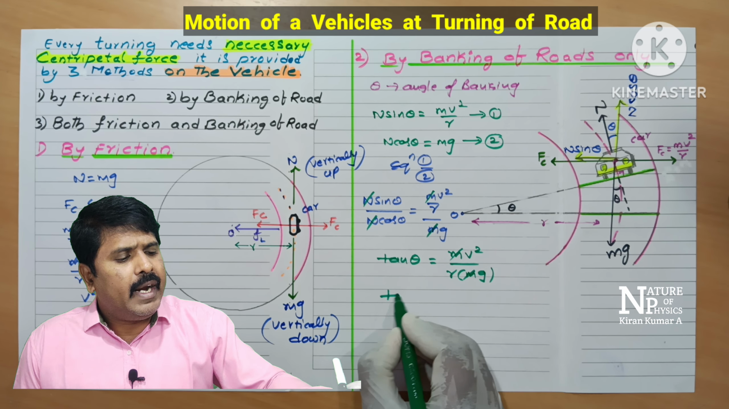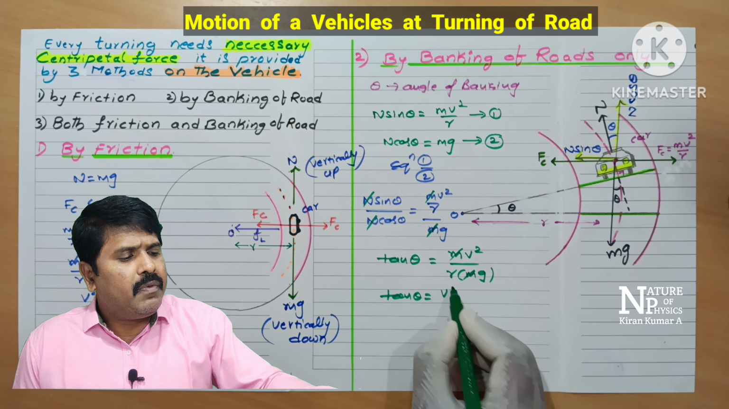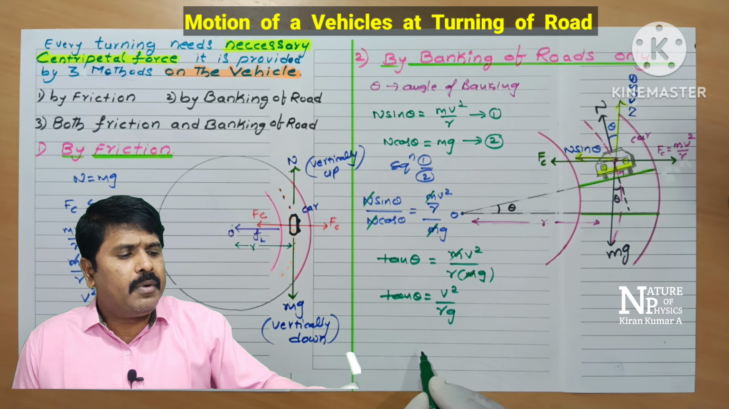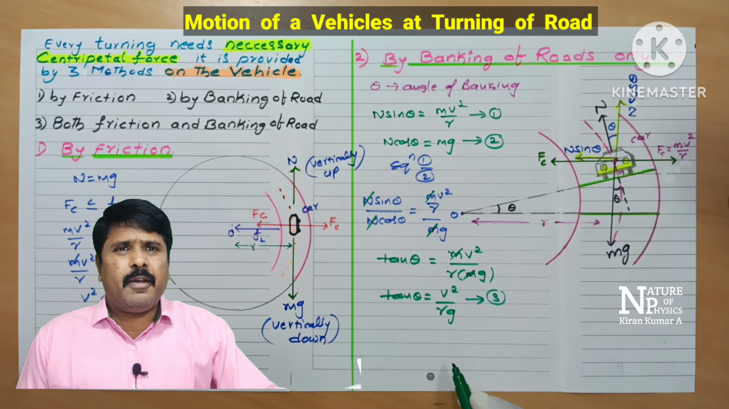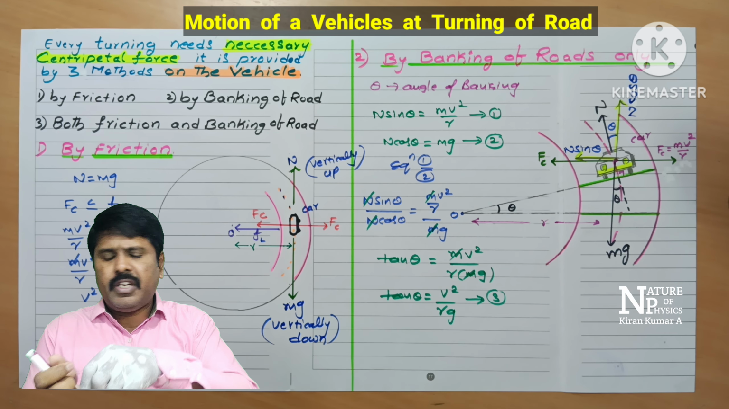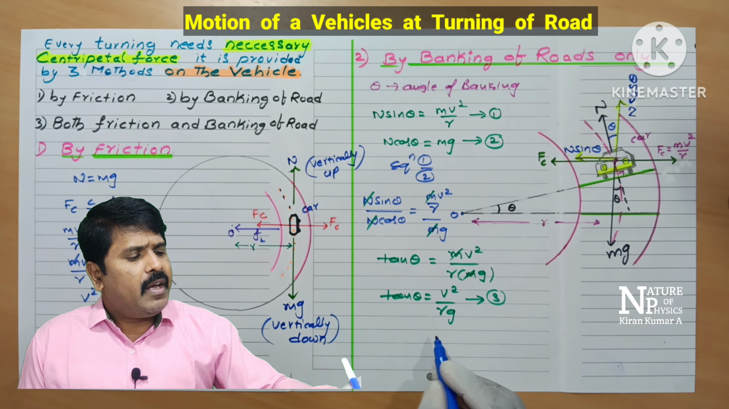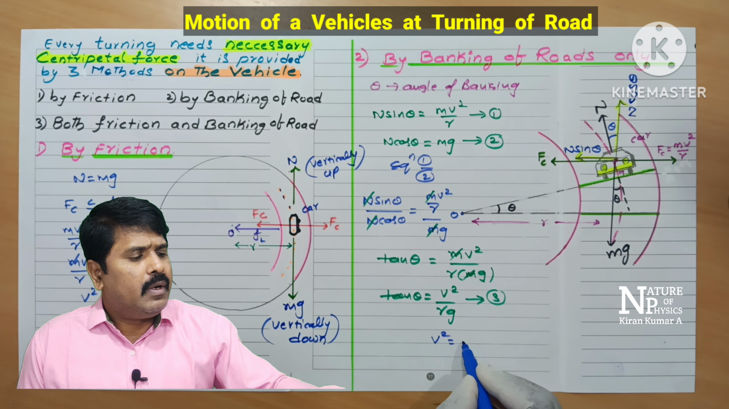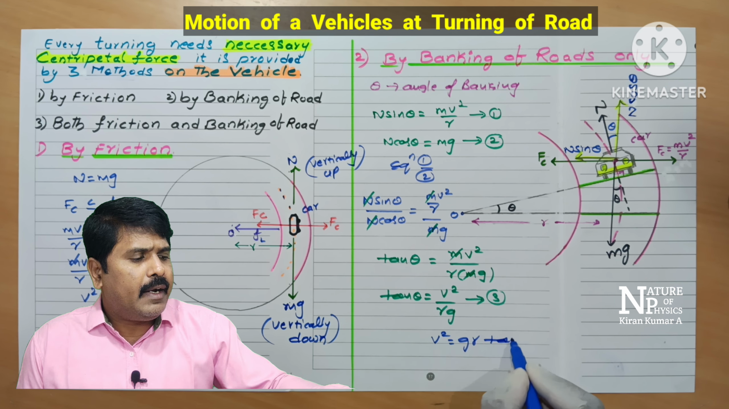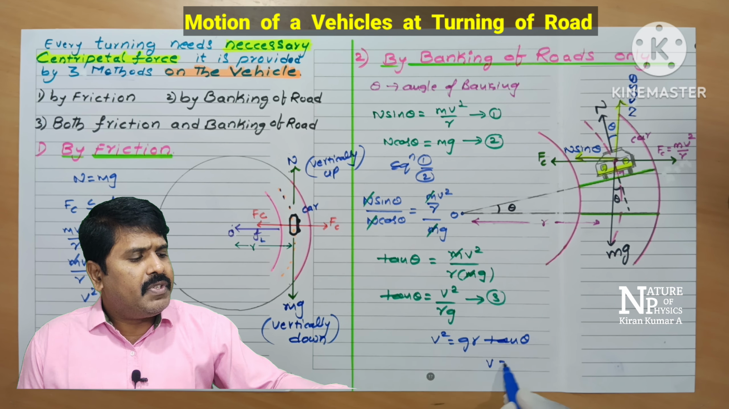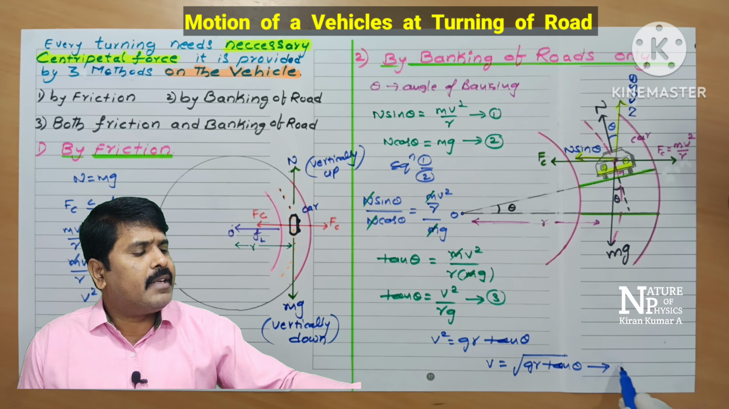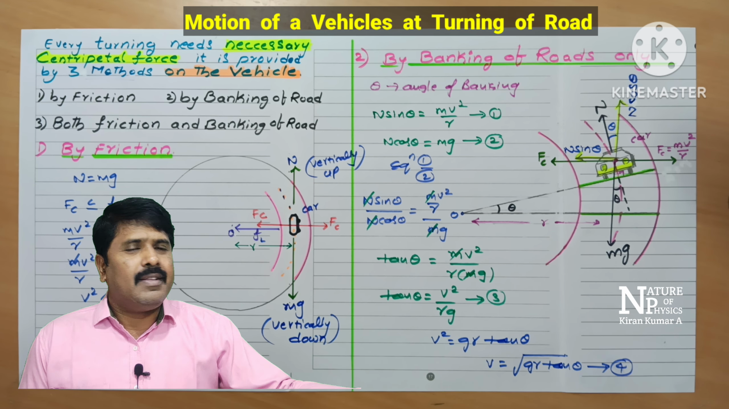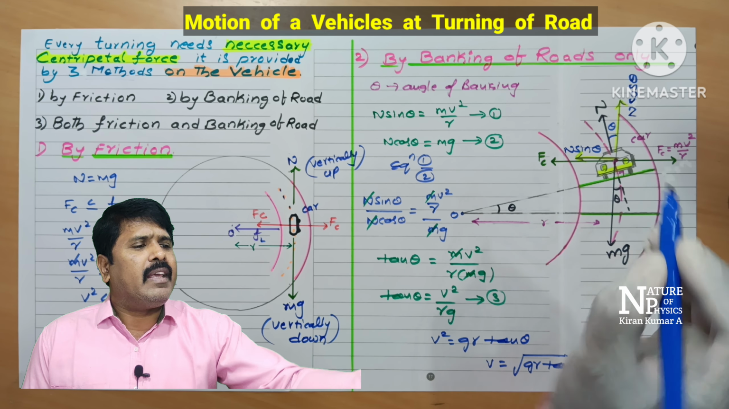So tan theta is equal to v square divided by r g. This I can write as equation number 3. Continuing, v square is equal to g r into tan theta, and v is equal to root over g r tan theta. This I can write as equation number 4. This is clear information about the banking of road.